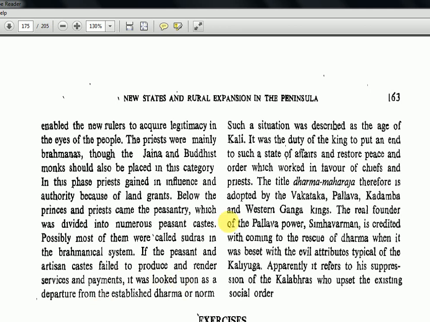So again, same thing, round and round they are telling: if you appease the Brahmanas or priests, you will be considered higher caste. If you don't give them something which they want, you will be treated as lower caste. That's all. Such a situation was described as the age of Kali.